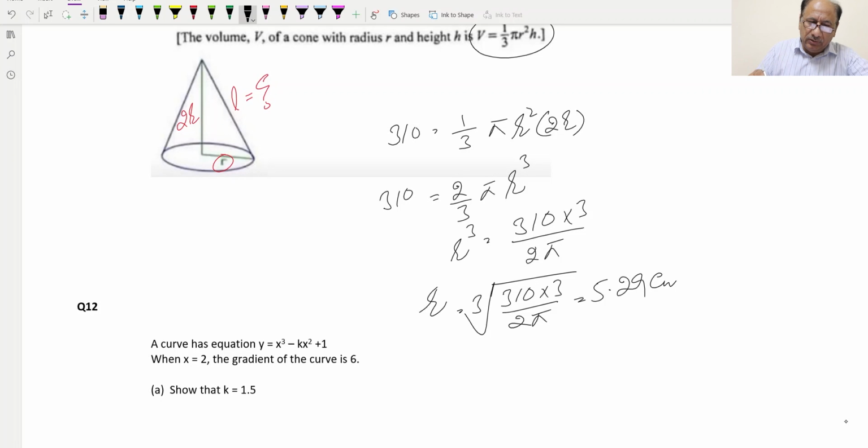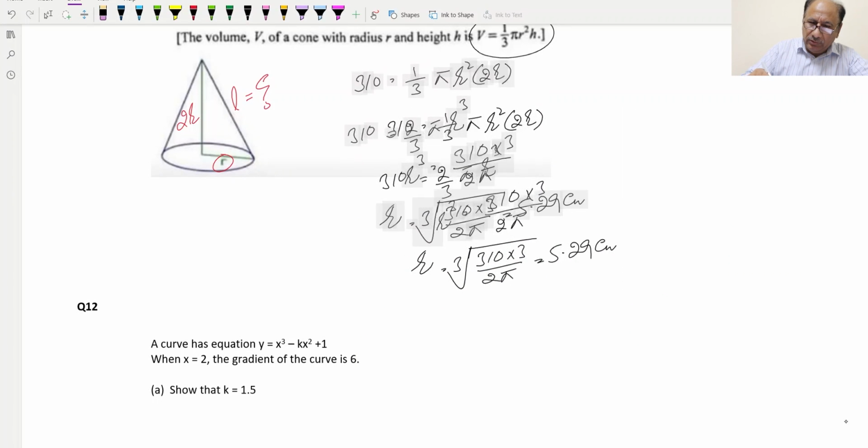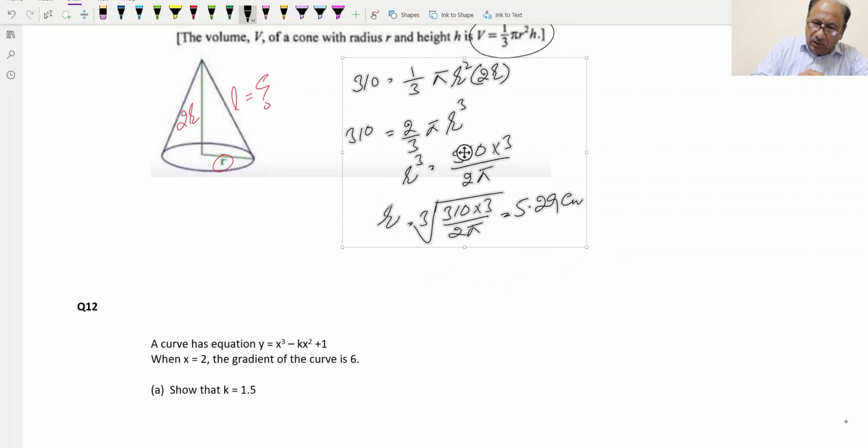centimeters. This will be r value, and we need to find the slanting height. So what we will do, we can shrink this to the readable size. So this one, we can reduce and move it here, and now we can find, so r is this one, which is 5.29 centimeters, and we can consider this triangle, and in this triangle Pythagoras theorem we can apply.